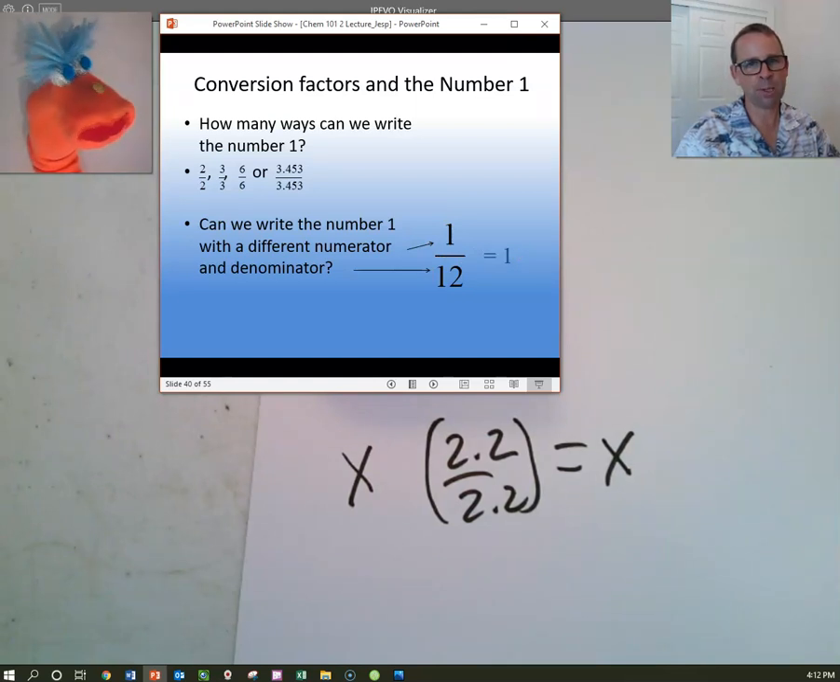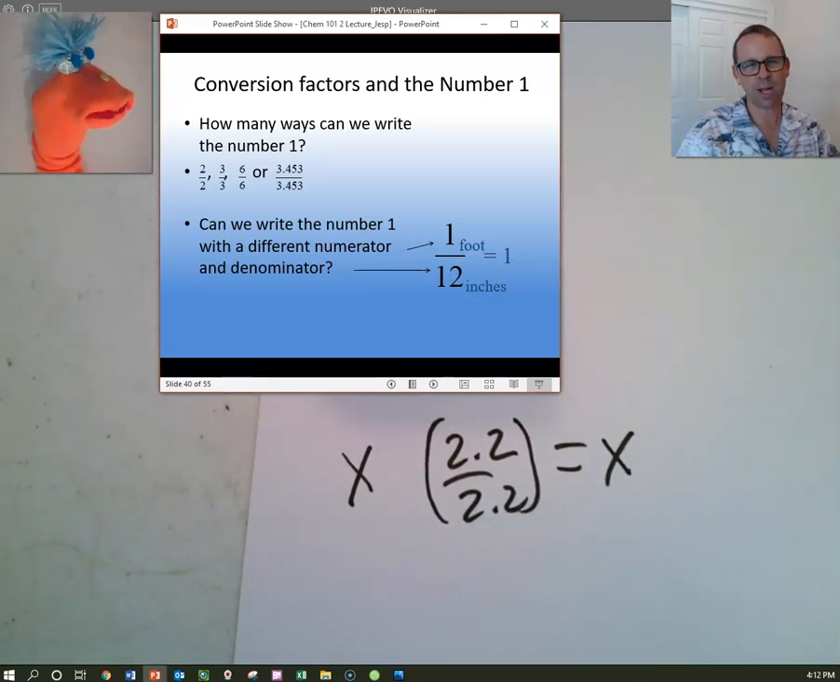No. 1 over 12 doesn't equal 1. Well, what if we talk about 1 foot or 12 inches? Oh, well, yeah, I guess then it's kind of like equaling 1. That's right. They're the same. 1 foot is the same as 12 inches.